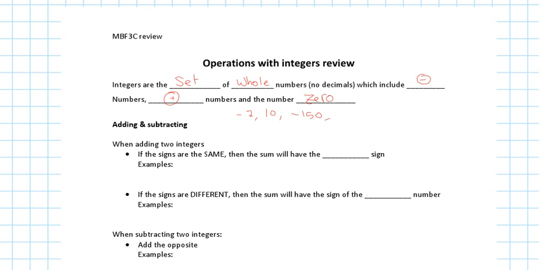Would money be whole numbers? No. A temperature? No. Number of desks in the classroom? Yes. Number of people at a party? Hopefully. You're not going to end up with half a person. So these are all integers.